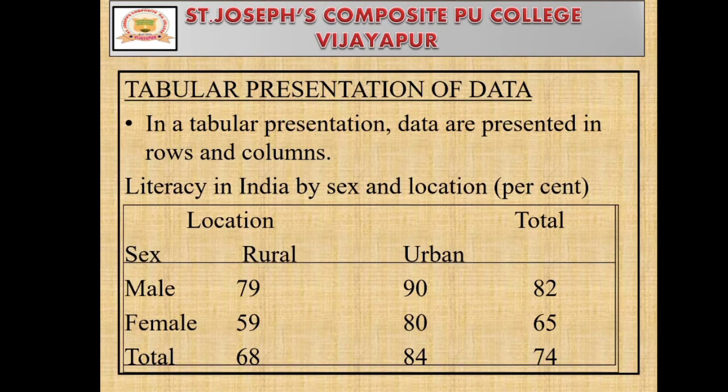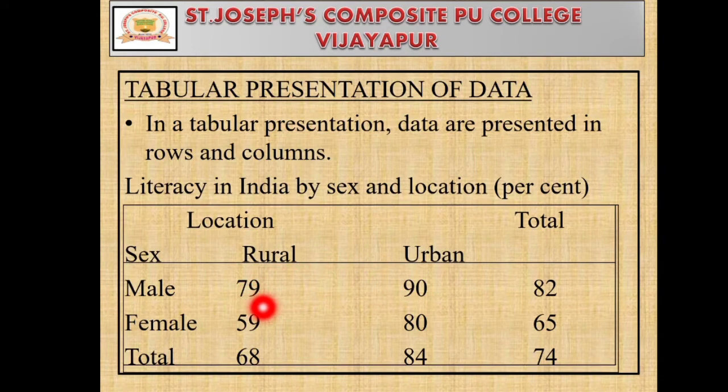According to this table, the title is literacy in India by sex and location per person. Here we can observe the data location wise and also gender wise, rural as well as urban, right? According to gender we can classify male and female. This is the matter regarding literacy in India. Again, we can classify areas on the basis of rural area as well as urban area. So we can easily conclude from this table.